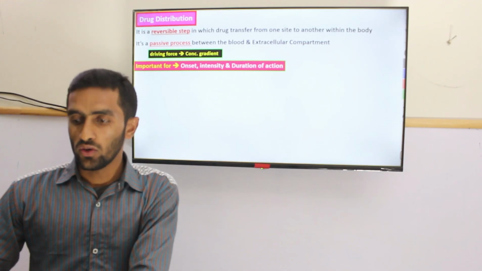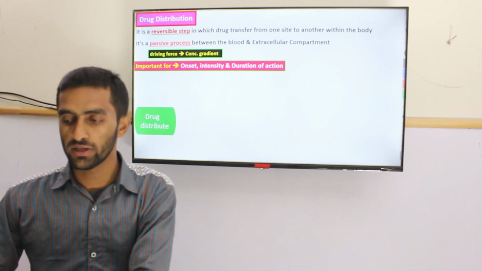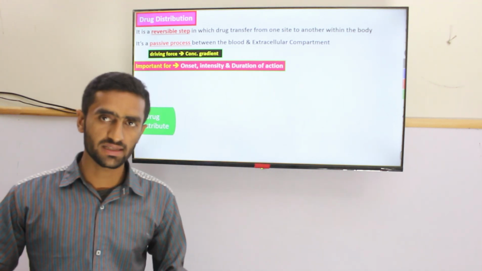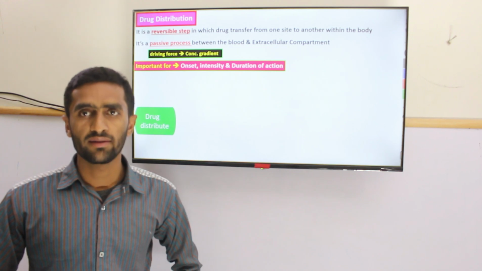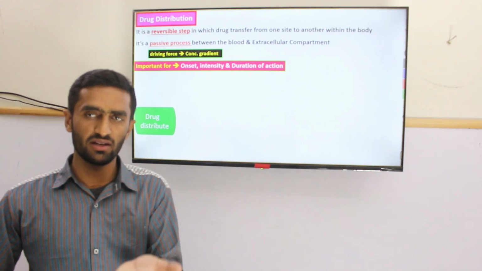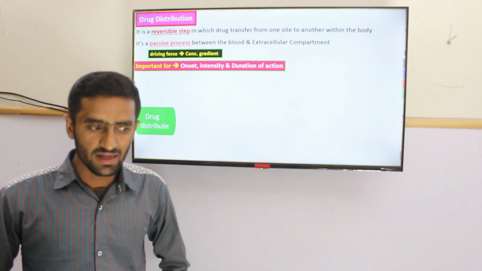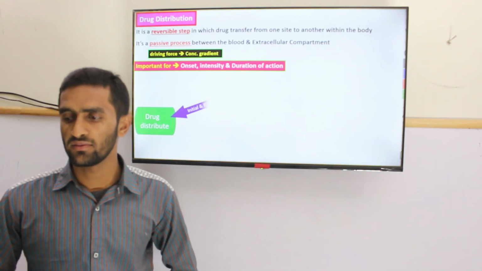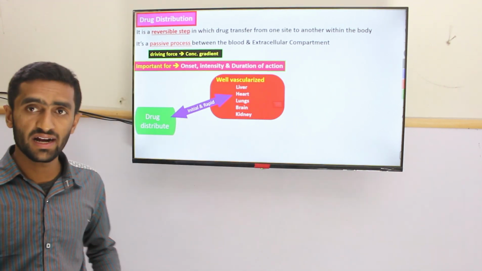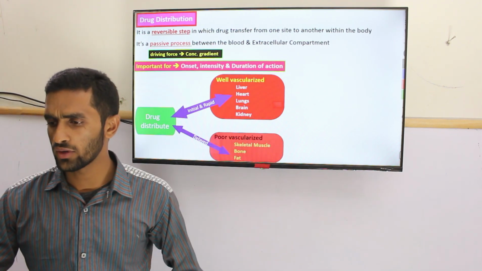Now if you look at drug distribution, it is not distributed equally, just as your blood is not distributed equally. Those organs which have more blood supply will take more drug, and the parts which have poor vascularity have less drug. Let's see what those organs are. Initially the drug rapidly goes into the well vascularized organs: liver, heart, lungs, brain and kidney, while it goes later to the poorly vascularized ones: skeletal muscle, bone and fat.